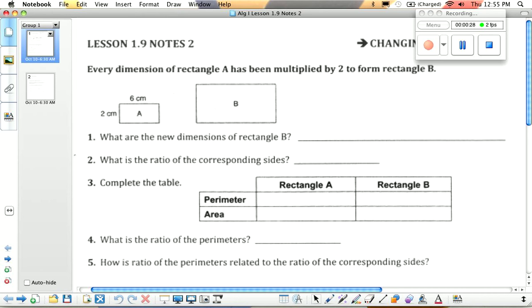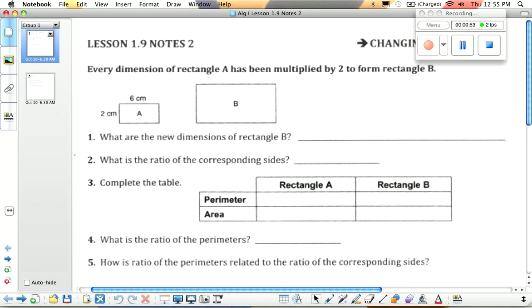So if we are given here, first of all, a two-dimensional figure, which is a rectangle. We have rectangle A, and every dimension of it has been multiplied by 2 to form rectangle B. So the first thing we're going to fill out here is number 1. What are the new dimensions of rectangle B? So if we double the side lengths, what are the new dimensions?